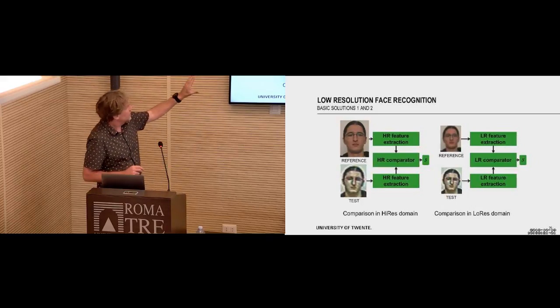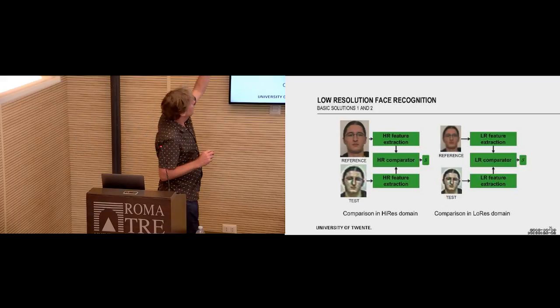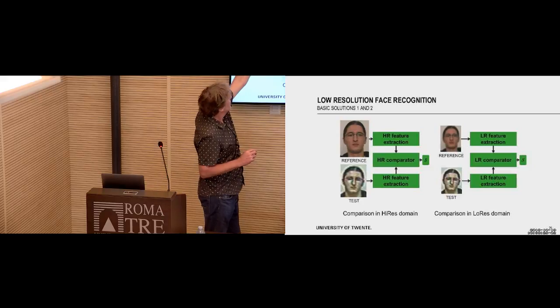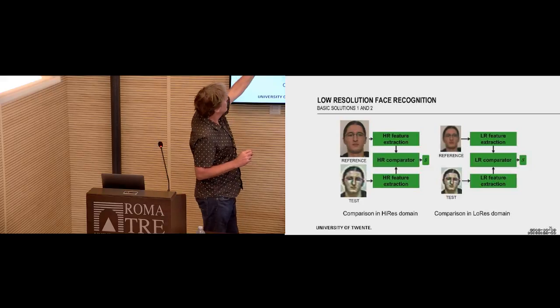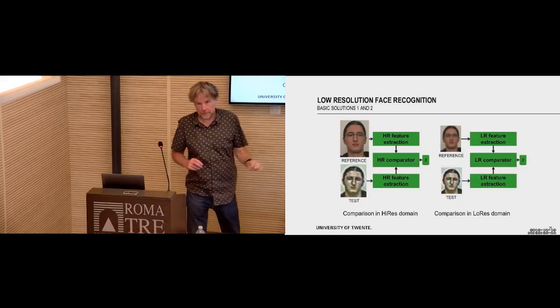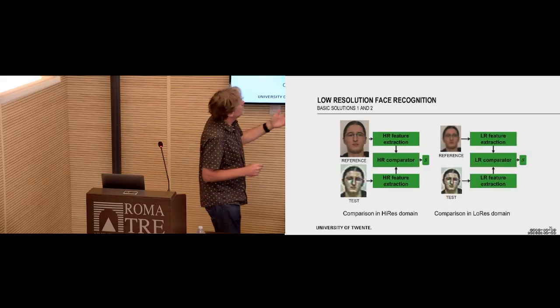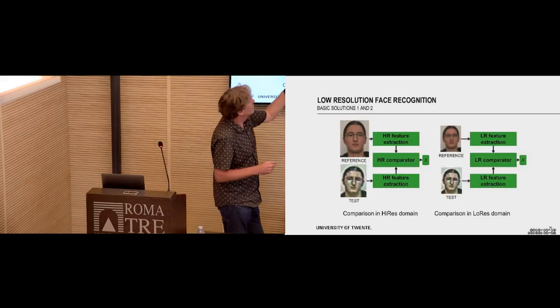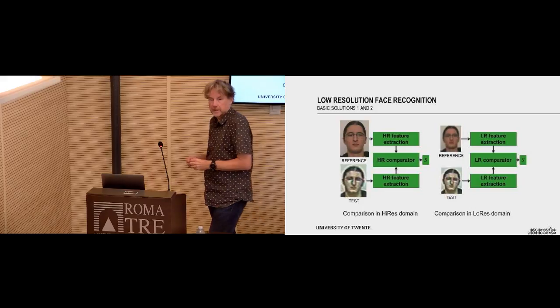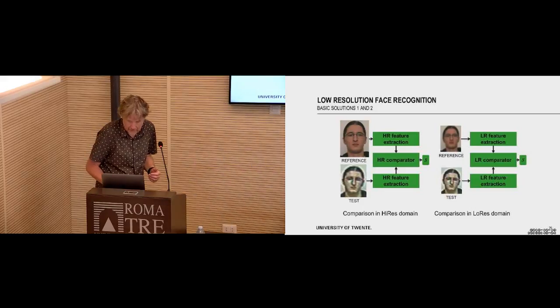Here we see 2 basic solutions for the low resolution problem. One is we have a high resolution image, and we compare in the high resolution domain. So we upsample this one, we take the same feature extraction, and we do the comparison. This is method number 1. Method number 2 is, well, let's downsample both of the images and then do low resolution feature extraction.